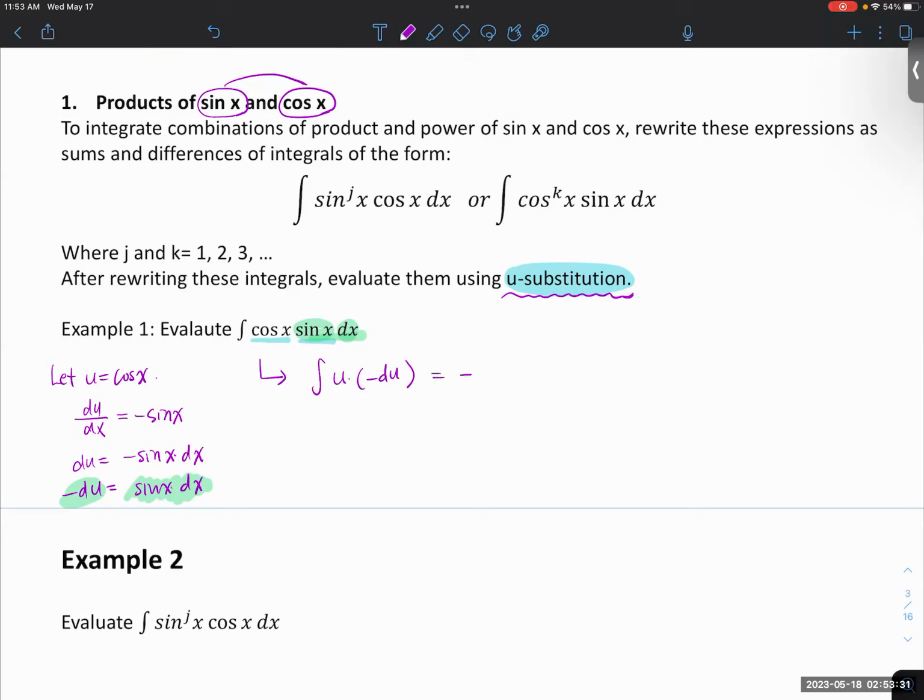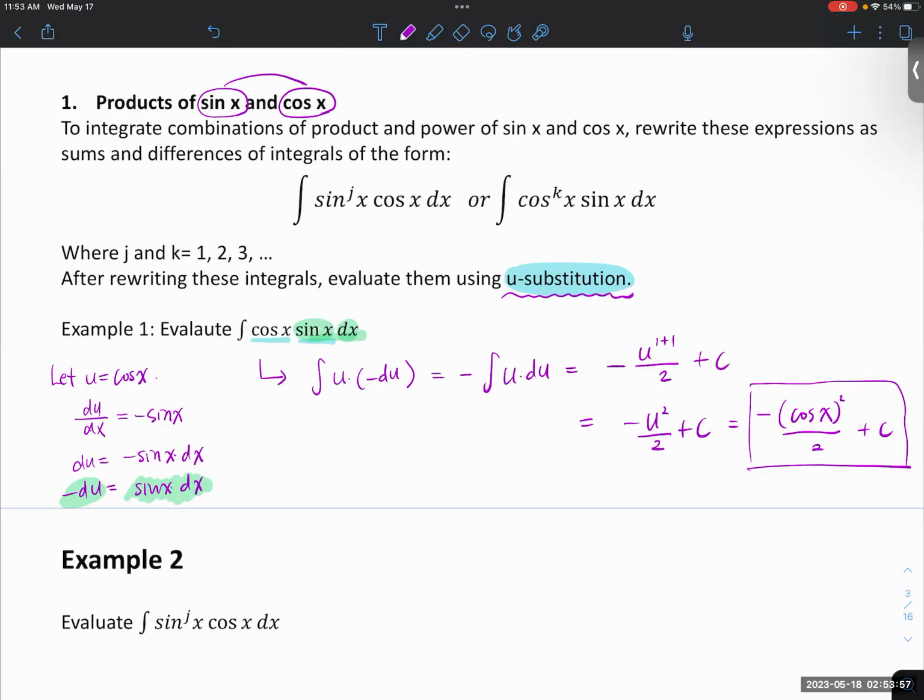So I'm going to bring the negative to the front. You are going to get u to the 1 plus 1, divided by 2, plus c. So we have negative u to the second over 2 plus c. And then you can go back to the x variable: negative cosine x to the second over 2 plus c. So we talked about how and when you can use u substitution. It can be applied to the sine or cosine product. So that was a simple question, a simple step you can think about.